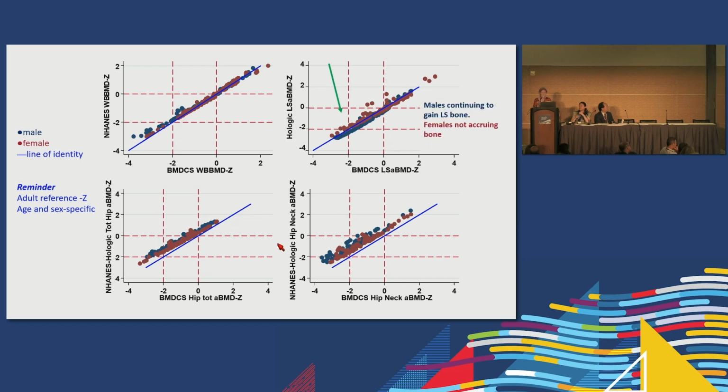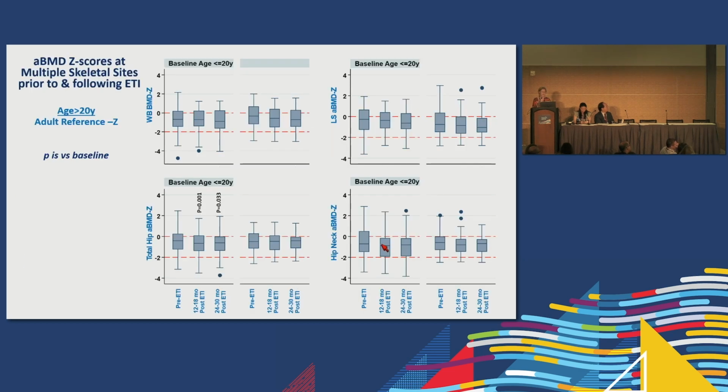And I think this is particularly important at the hip, because we start losing bone at the hip, particularly in females, somewhere around age 18 or 20. And so you're seeing that the NHANES and Hologic are giving you higher Z-scores at the hip and the femoral neck than the BMDCS reference. Okay, going to come back to that.